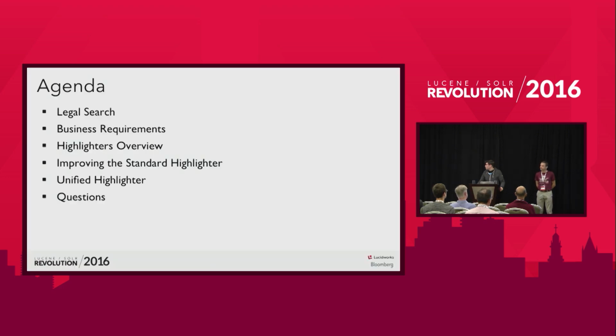So before we get started, just a little bit of an agenda. We're going to first tell you a little bit about legal search and why it's different than maybe some of the other search domains that you're familiar with, and then how that led into some of the special business requirements that we had. Then we're going to back off and do an overview of the existing highlighters in Solr, and then step into some of the work that we've done to improve the standard highlighter. And then ultimately, we're going to tell you about the unified highlighter, which is a new highlighter that we're excited to show you today. And then hopefully, if we've timed this all right, there'll be some questions at the end.